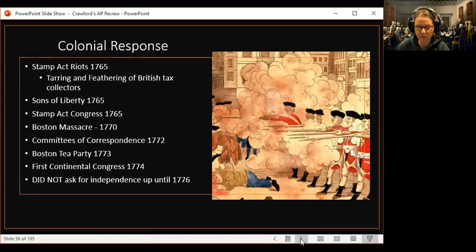We have 27 representatives from 9 of the colonies. Not all of them came, but 9 did. They assembled in New York, and a result of this was a formal petition to Parliament asking to repeal the Stamp Act. They argued no taxation without representation. They said, if you have that and you don't give us representation, this is tyranny against the colonists.